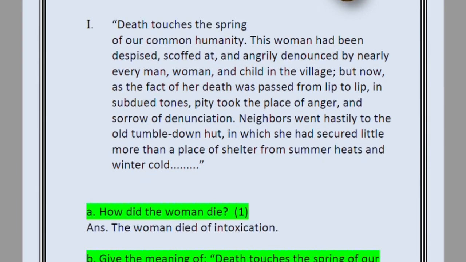First extract. Death touches the spring of our common humanity. This portion is a part of your text itself.